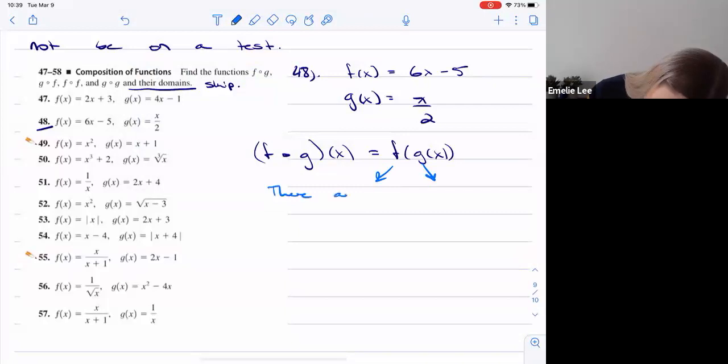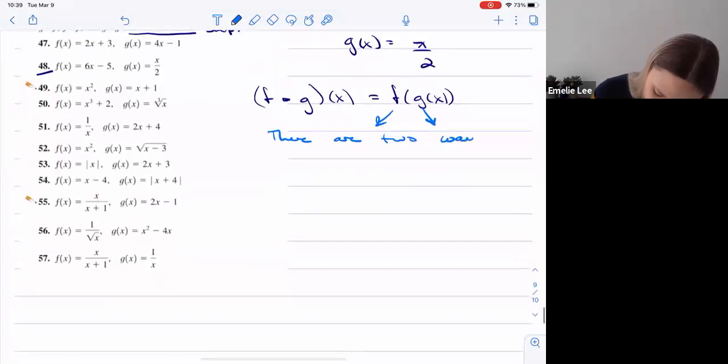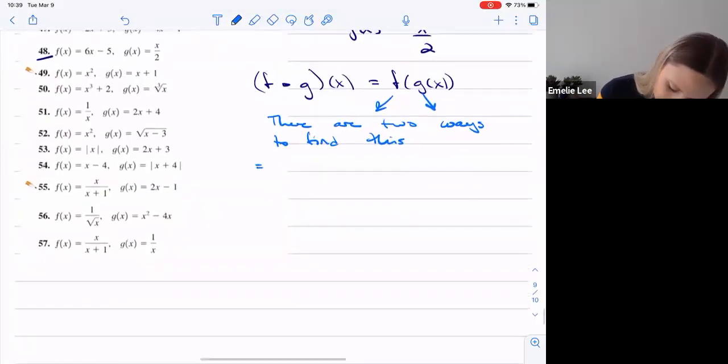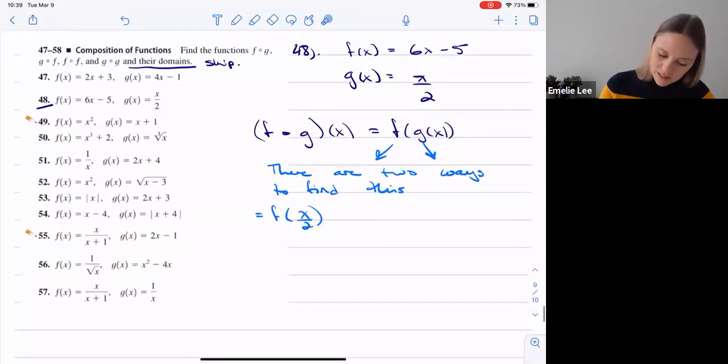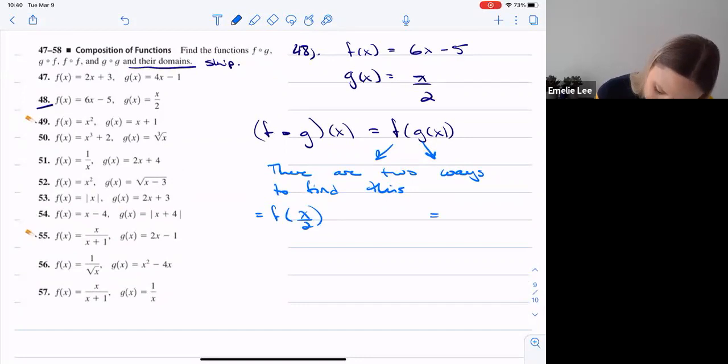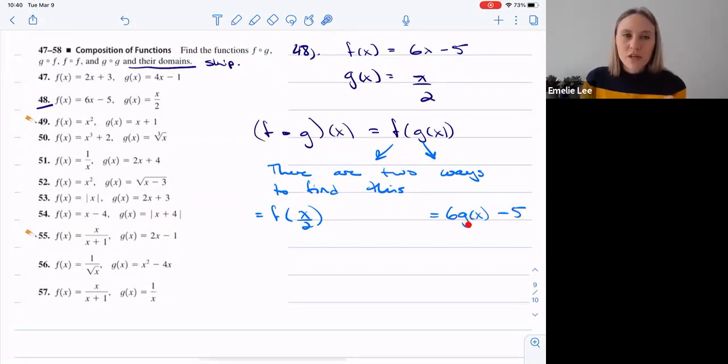There are two ways to find this. The first one is to say that it becomes f of x over 2, so I'm plugging g of x into f, where f of x is 6x minus 5. Or I can say that this is the same as 6 times g of x minus 5. Notice here I'm just replacing x with g of x, or here I'm replacing all my x's with x over 2 in f. They're doing the same thing. We're going to end up at the same place, so just do whichever one comes more naturally to you. Don't try to train your brain any other way. That's why I'm giving you both options.